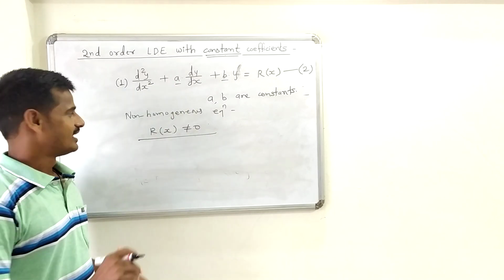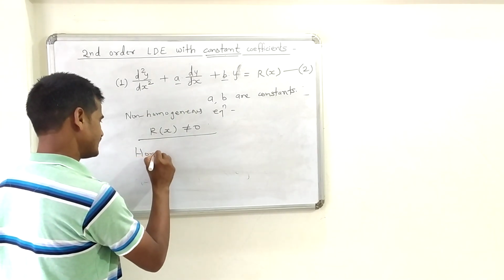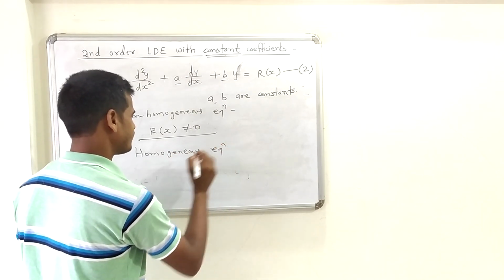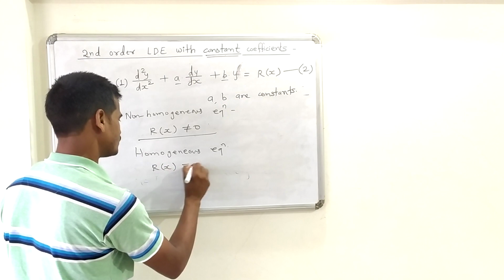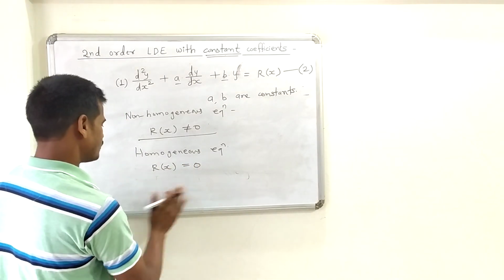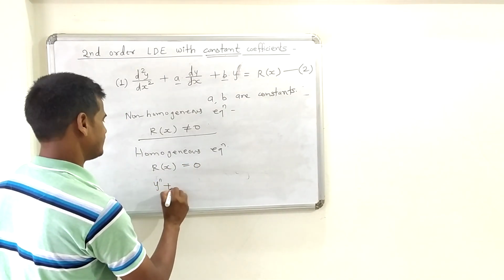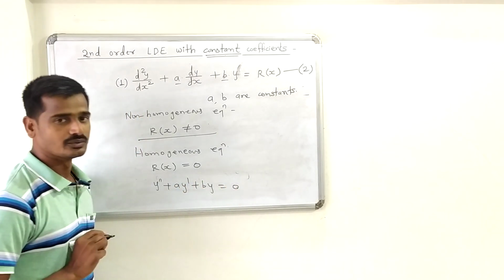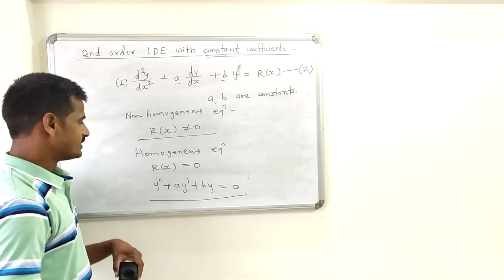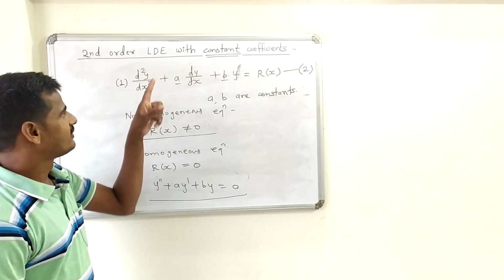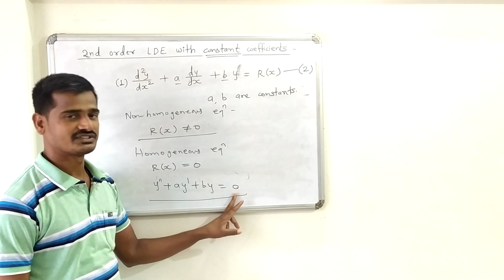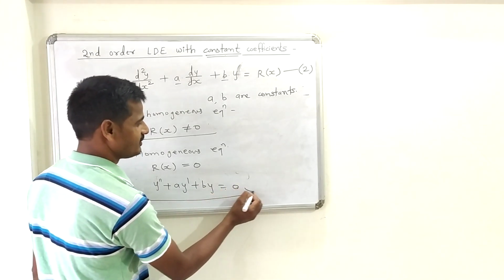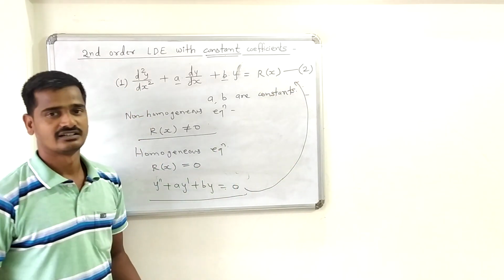And for the homogeneous equation, the function on the right hand side is 0, so r of x is equal to 0. So I will write y double prime plus a y prime plus b y is equal to 0. So this is a second order linear differential equation with constant coefficients. Moreover, it is the homogeneous equation associated with the given differential equation.